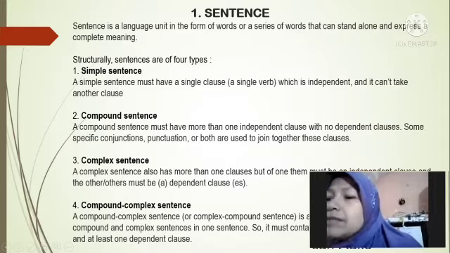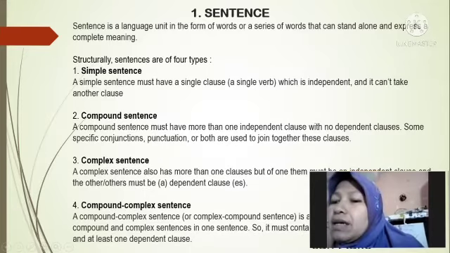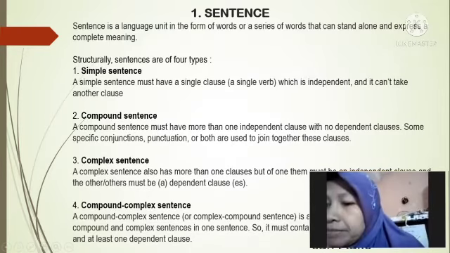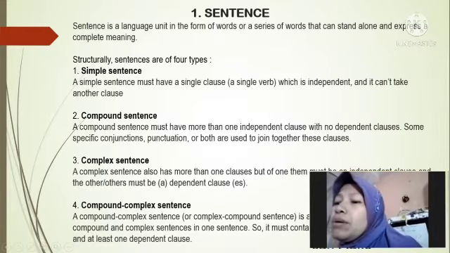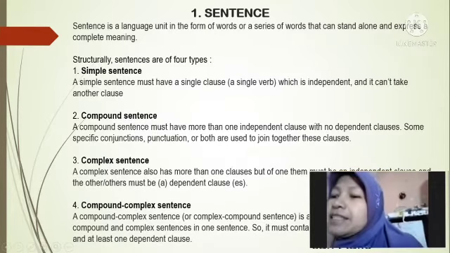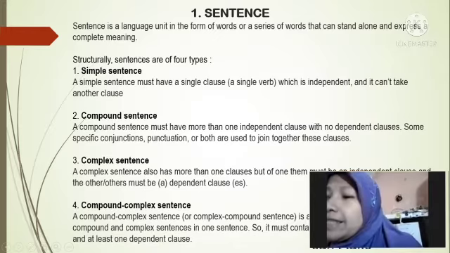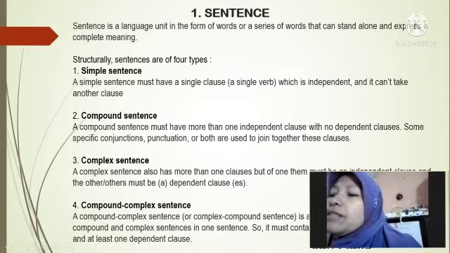It has characteristics. It begins with a capital letter and ends with a full stop. It can be a full stop, it can be a question mark, and according to Wikipedia, a sentence is a set of words that are put together to mean something.